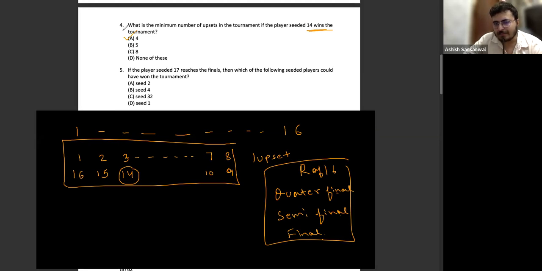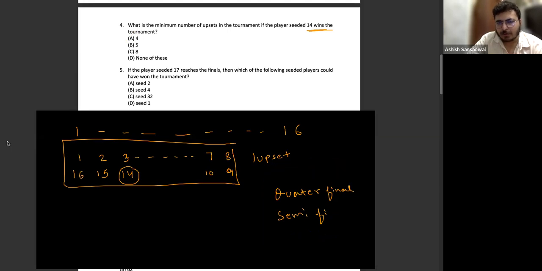This was easy, na? That's what I was saying. If you had skipped question number 3, you would have done this question. Is this clear? Can we try the next one? I think question number 4 is clear to all.